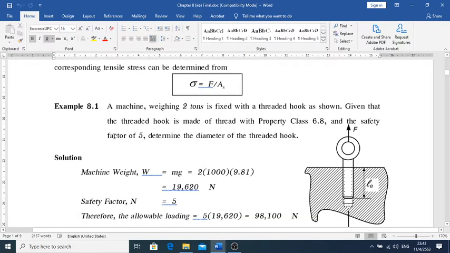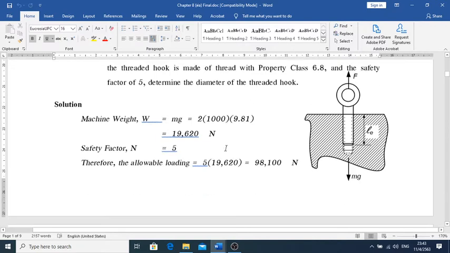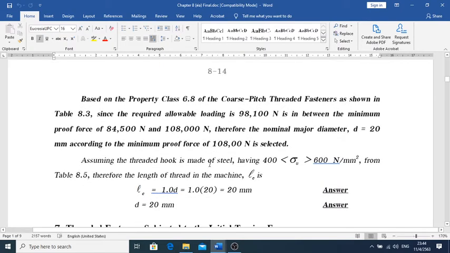For example, let's go for it. A machine with 2 ton is fixed with a thread hook as shown below. Given that the thread hook is made of thread with property class of 6.8, and the safety factor of 5, determine the diameter of the thread hook. The machine weight of 2 ton is 2 times 1,000 times 9.81, which is the total weight. With a safety factor of 5, the allowable load is multiplied by 5.